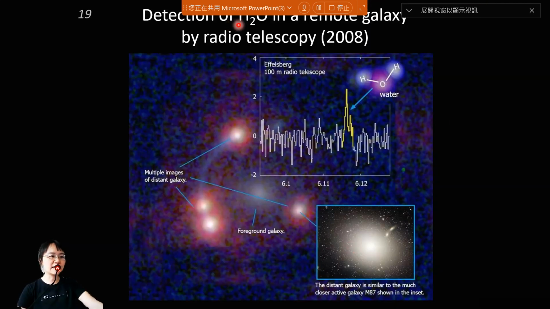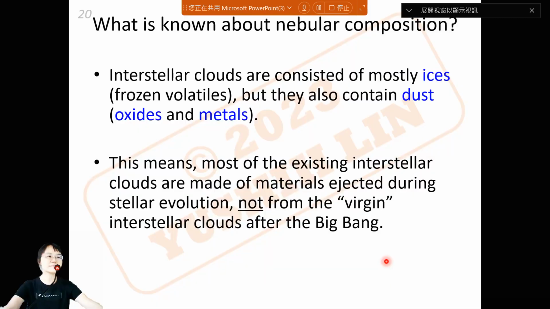This is detection of water in a remote galaxy by radio telescopy. That's back to 2008. That's probably the project presented in the video. This is the spectra of the telescopy. You see a peak here, and the peak corresponds to water. So that's how they identify the presence of water. Using radio telescope, astronomers could identify the chemical composition of nebula.